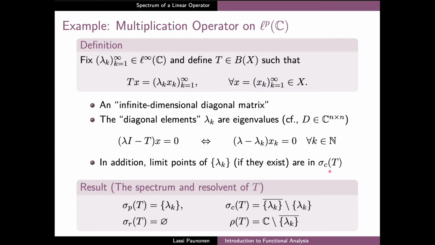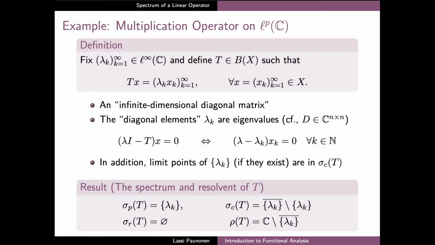And finally, all of those points which do not belong to the closure of the set of lambda_k, meaning that they are not in the set and they are not limit points of the set, belong to the resolvent set of T. And this way we arrive at the complete characterization of the spectrum of T, where the point spectrum consists of the values lambda_k, the continuous spectrum consists of the limits of these values, and all other points in the complex plane belong to the resolvent set of T. And in particular, the residual spectrum of T is always empty.